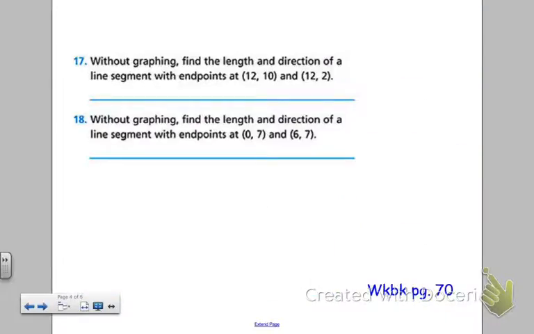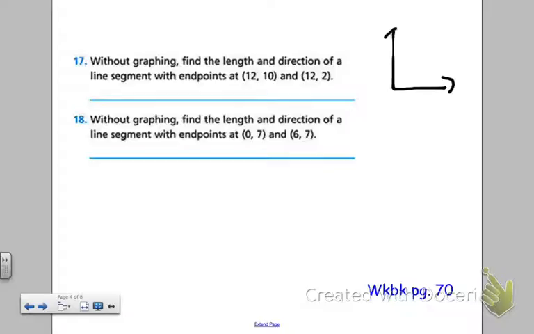Alright, so workbook page 70, number 17. Without graphing, find the length and direction of a line segment with endpoints at (12, 10) and (12, 2). Well, do you notice that the x coordinates are the same? The x coordinates are both 12. The ones that are different are the y coordinates, 10 and 2. Because the y coordinates are different, I know it's going to be a vertical line.